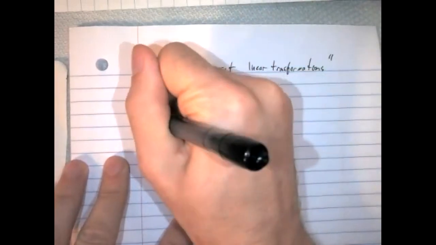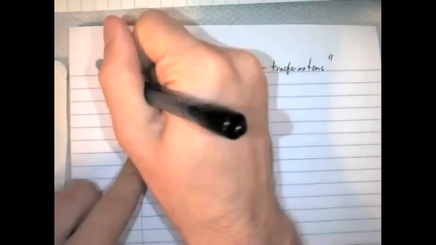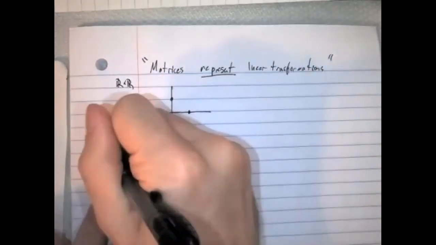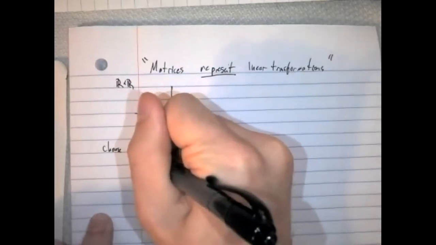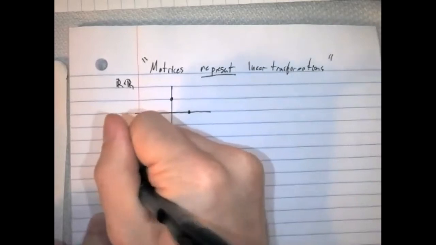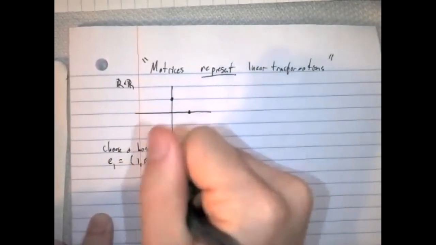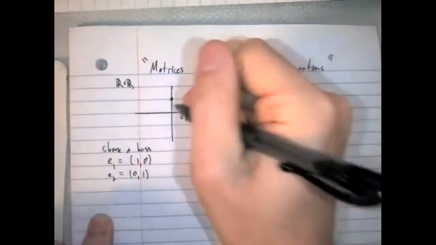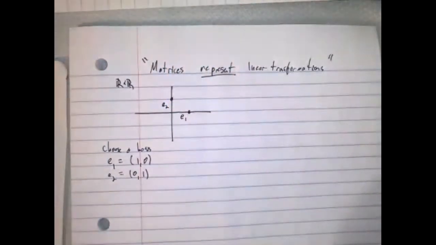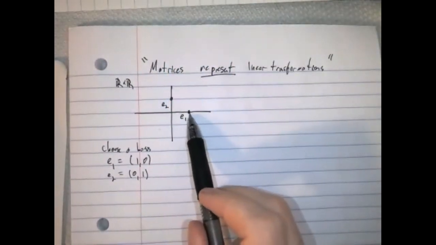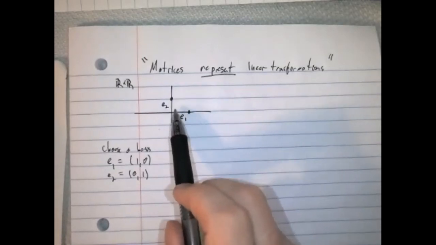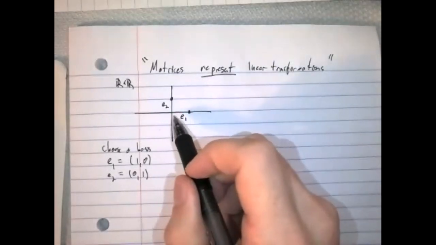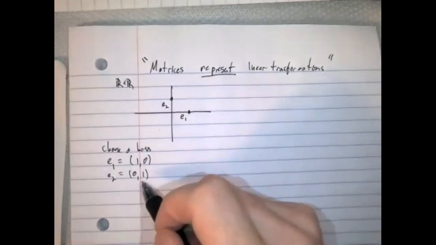So inside this vector space R cross R, I can choose a basis, and I'll call it E1 equals (1, 0) and E2 equals (0, 1). Here, this is the vector E1, and this is the vector E2. E1 is stepping one step along the x-coordinate, E2 is stepping one step along the y-coordinate. And we know that these two vectors are linearly independent, right?